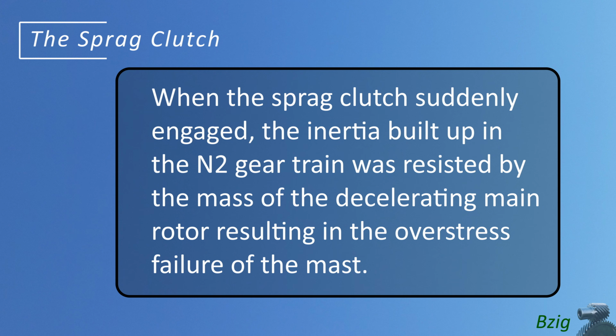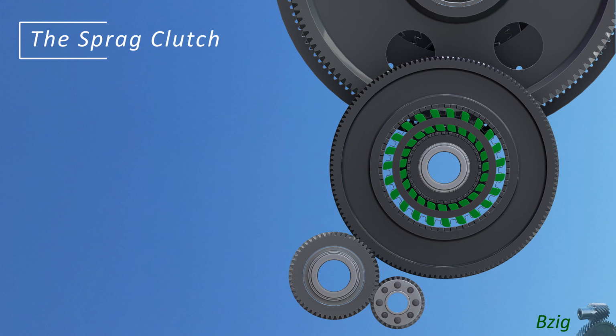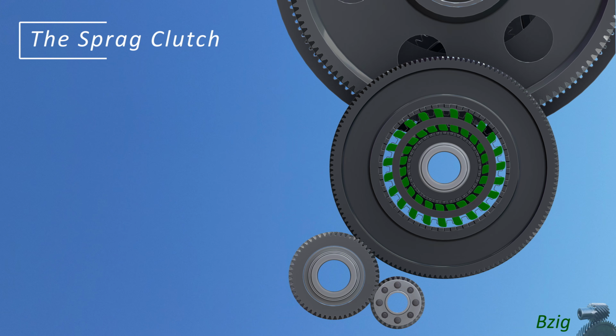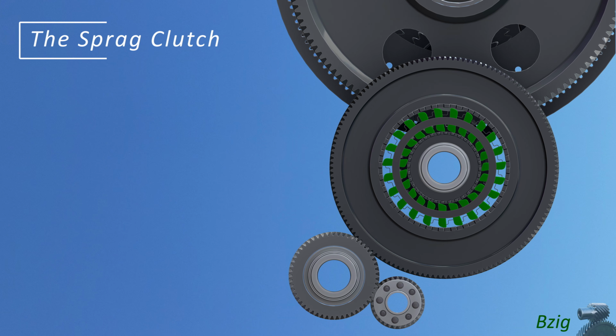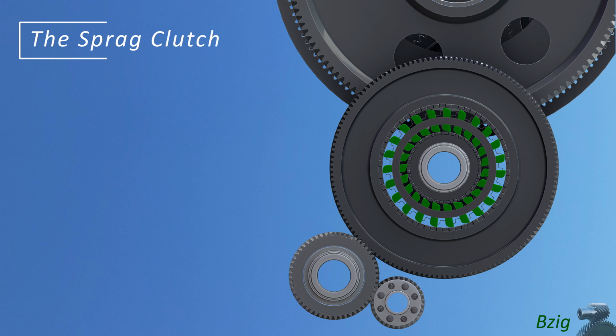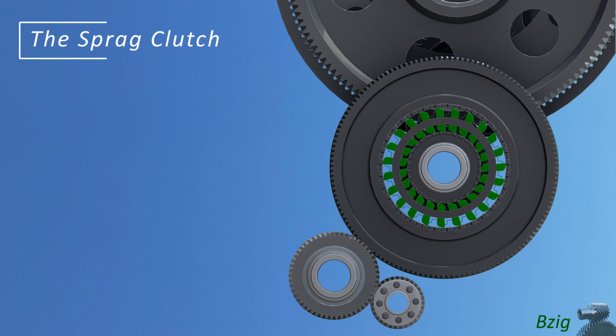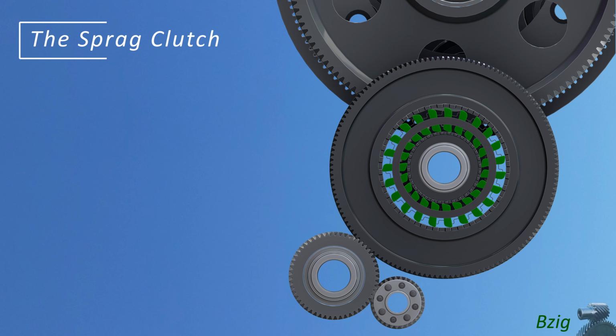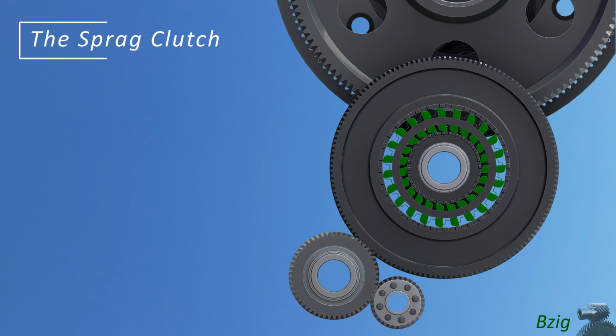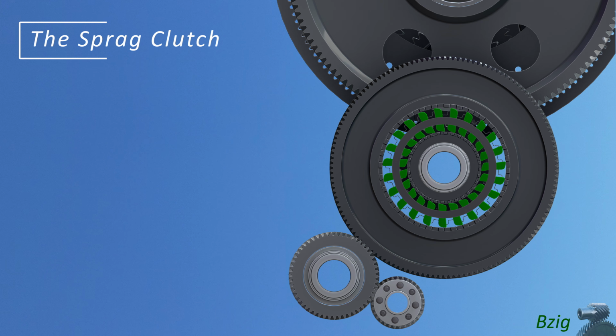When the Sprag clutch suddenly engaged, the inertia built up in the power turbine gear train was resisted by the mass of the decelerating main rotor, resulting in the overstress failure of the mast. It's interesting that they refer to it as both a freewheeling assembly and a Sprag clutch in the same sentence. Probably should stick to consistent terminology. Despite that, it's still the most clear and succinct description of a hard clutch engagement failure that you're likely to find.